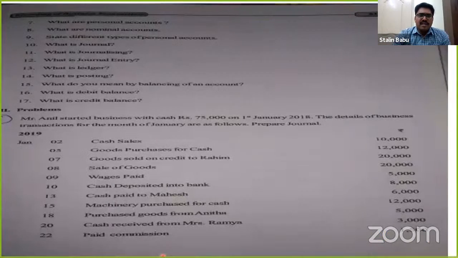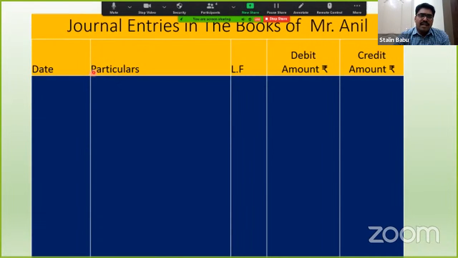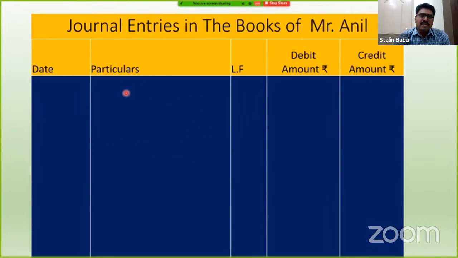Everyone take a single ruled long notebook, and draw the format of the journal on a full length page, and write the heading on the top of the format: Journal entries in the books of Mr. Anil. What are the columns? Date column, particulars column, LF column, debit amount column, and credit amount column. You should allocate more space for the particulars column. Here, the main entry is recorded in the particulars column. LF column, you take little space, because we are not going to enter anything in the LF column.